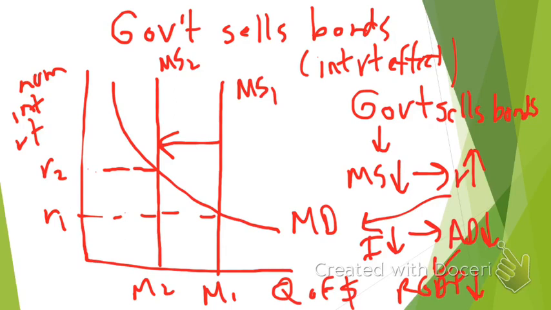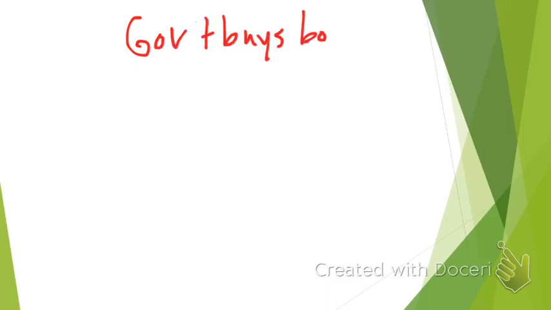Let's look at the other one, the one we were talking about. It applies to what we started talking about today, and that was we want to expand the economy. So that would be graphed as the government buys bonds. Okay, again, we're going to graph the money market.